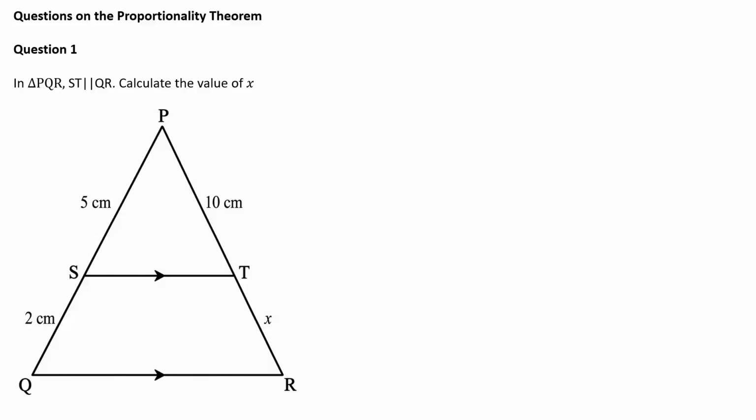Question number one. In triangle PQR, ST is parallel to QR. Calculate the value of X. I look at the diagram, I see the context. I have a line ST parallel to the third side of a triangle, meaning it divides the other two sides in the same proportion. What am I looking for? The value of X. Let's go.